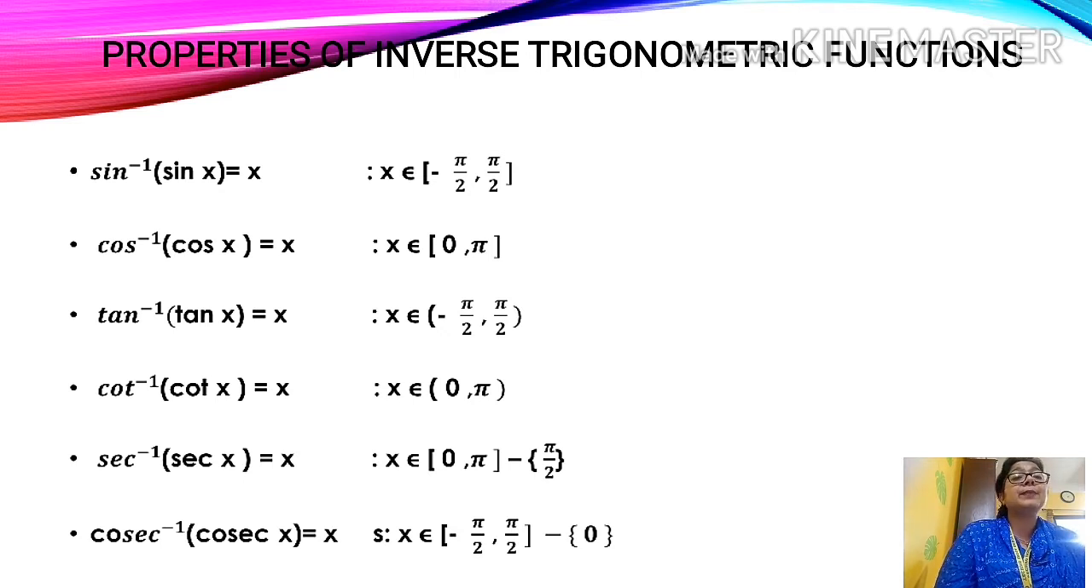That is, x belongs to minus pi by 2 to plus pi by 2. Similarly, cos inverse cos x is equal to x. This here is also x belongs to 0 to pi. That means we have to mention all the range, or all the principal values. There is one way to remember this, just see the previous slide.